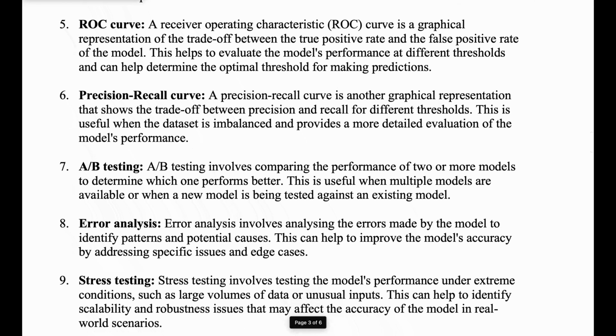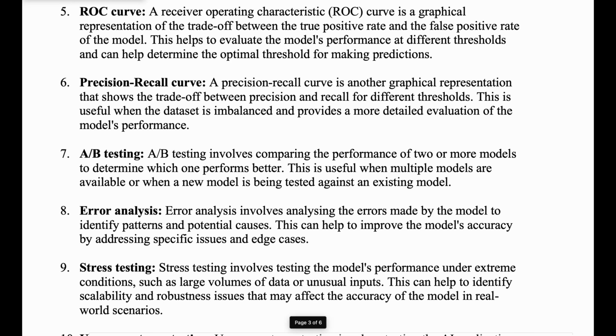Seventh one is A-B testing. A-B testing involves comparing the performance of two or more models to determine which one is better or which one performed better. This is useful when multiple models are available or when a new model is being tested against the existing model. A-B testing is alpha testing and beta testing.